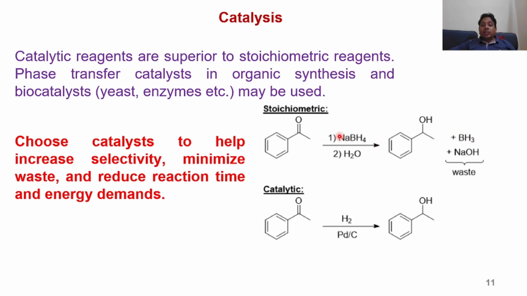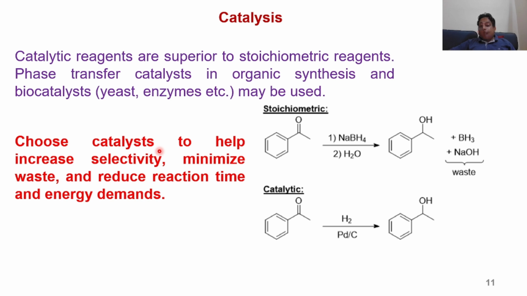Instead, using catalytic reagents, that means catalyst in minute or small quantities, it is involved in the reaction and may be recovered after completion. So using this palladium on graphite, palladium carbon catalyst, this process can be done. The reduction of the keto group can be done very efficiently without producing any chemical waste.